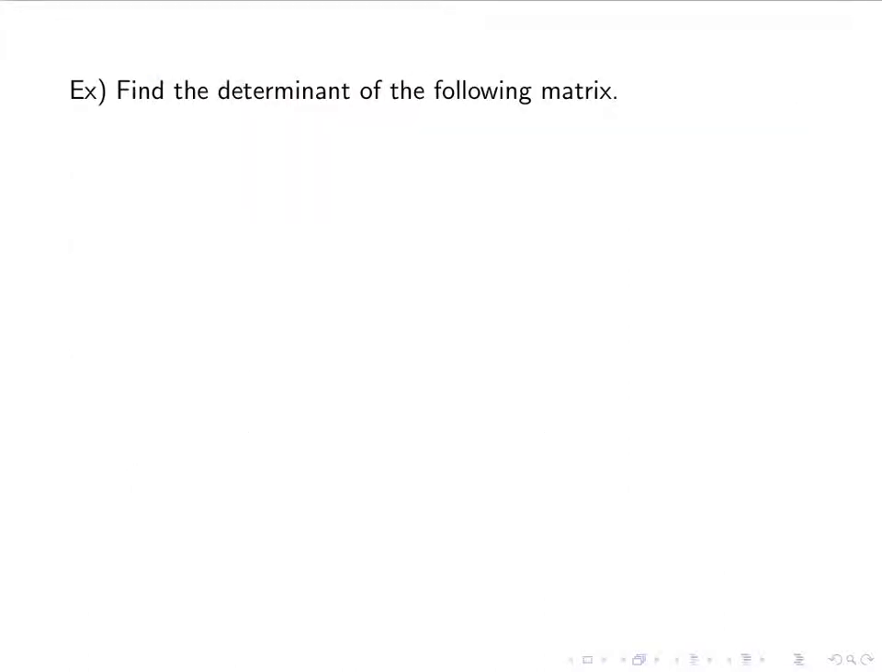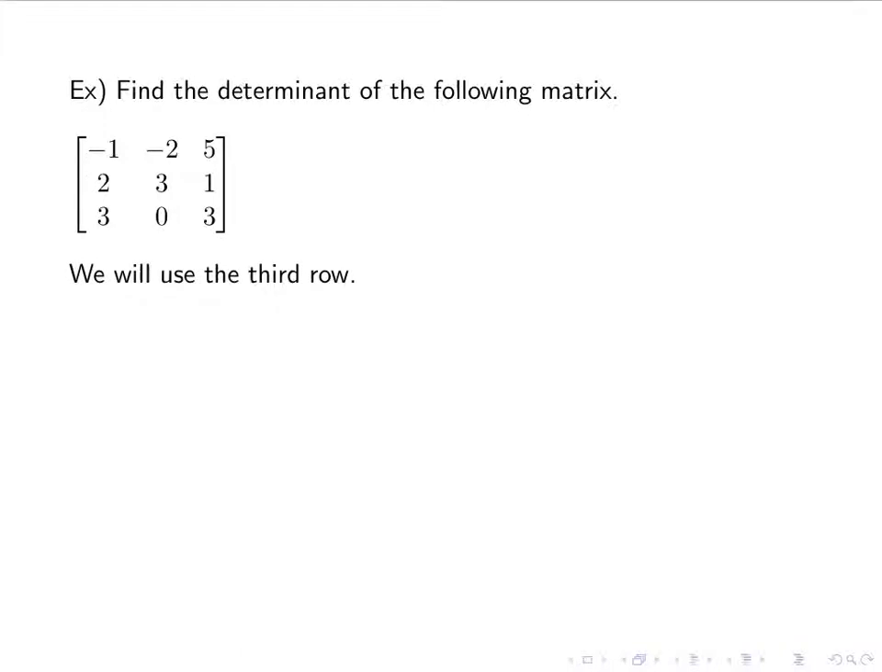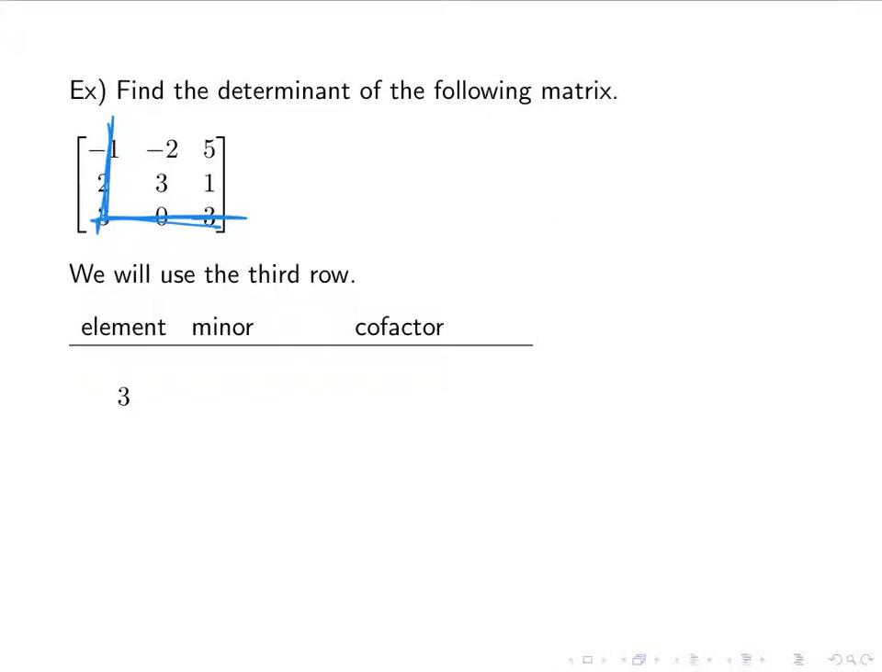So here's another example. Find the determinant of the following matrix. So we have negative 1, negative 2, 5, 2, 3, 1, 3, 0, 3. We're going to choose the third row because it has a 0 in it. Notice I also could have chosen the second column because that also has 0. So I'm going to make a little table. The first element in my third row is a 3. Its minor, when I get rid of that row and column, is the determinant of that new 2 by 2 matrix, which would be negative 2 minus 15. So that's a minor of negative 7.